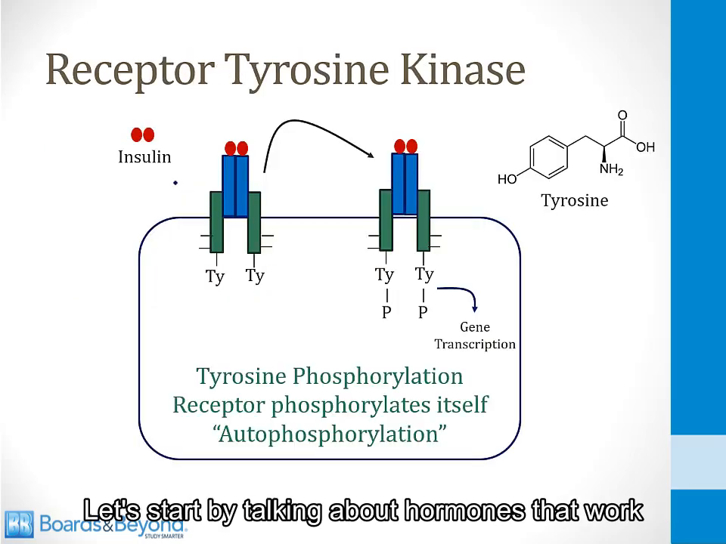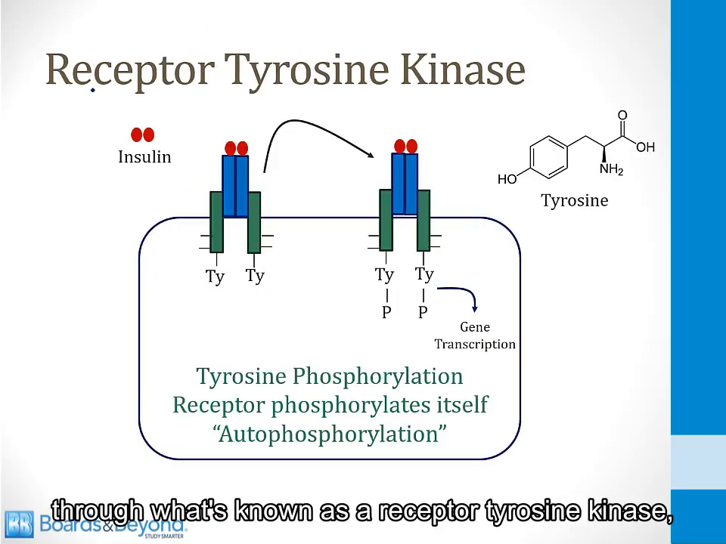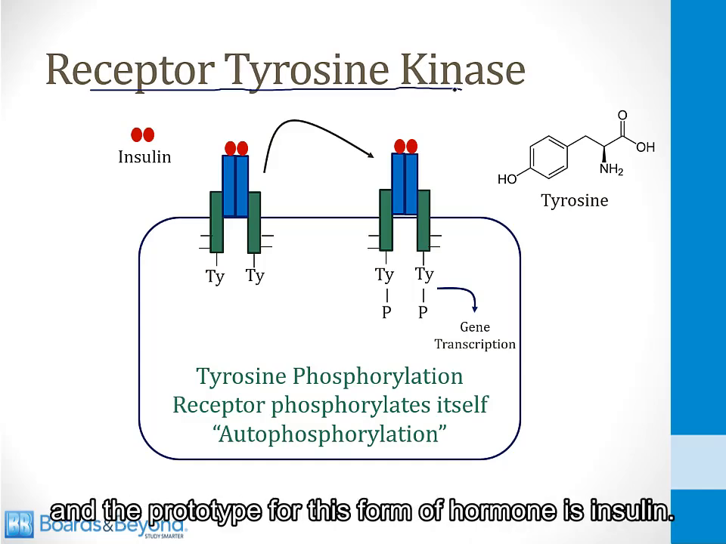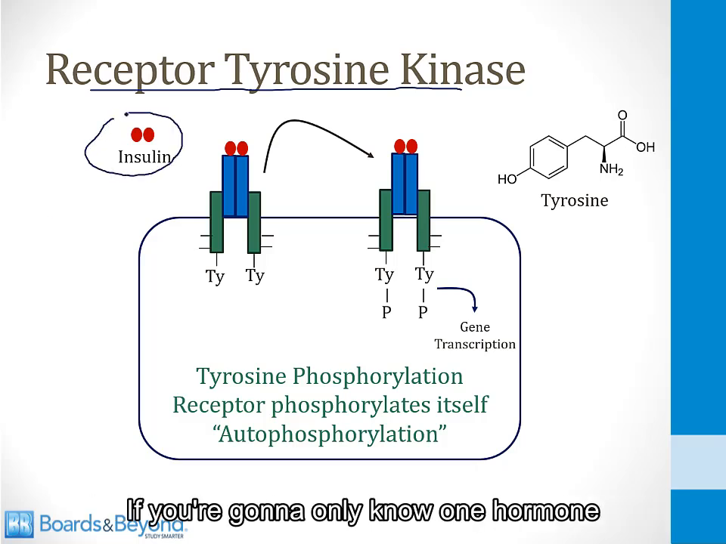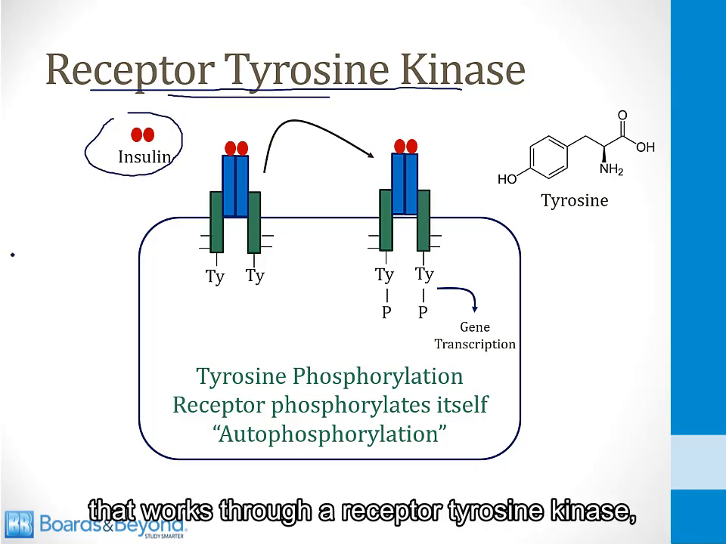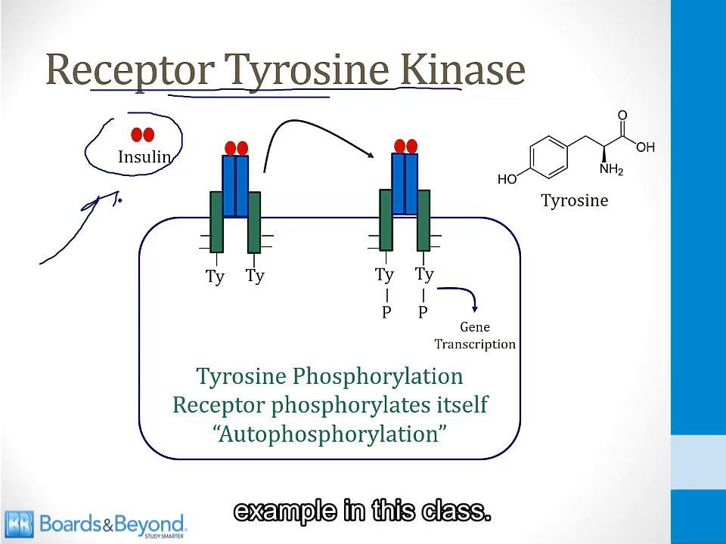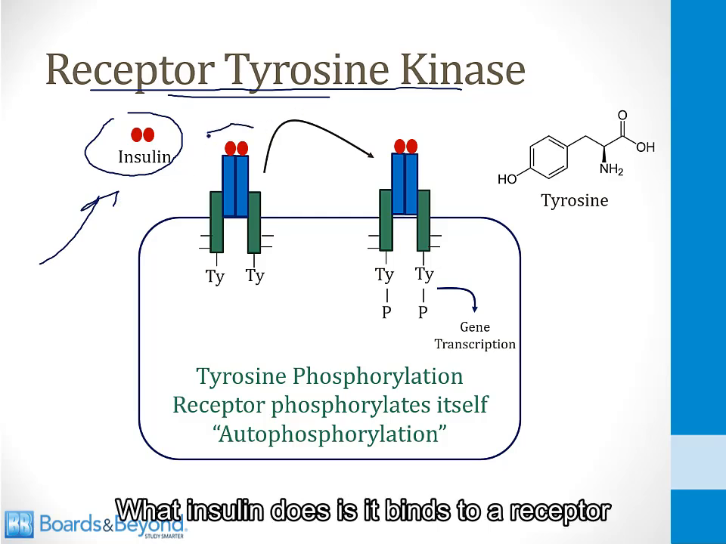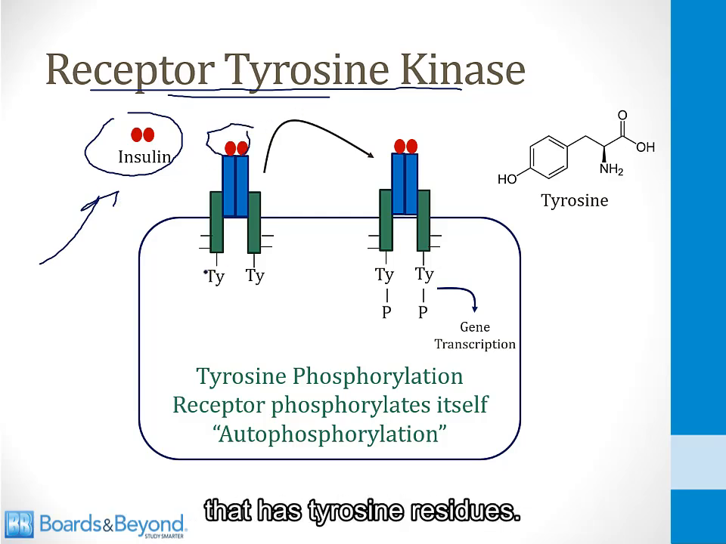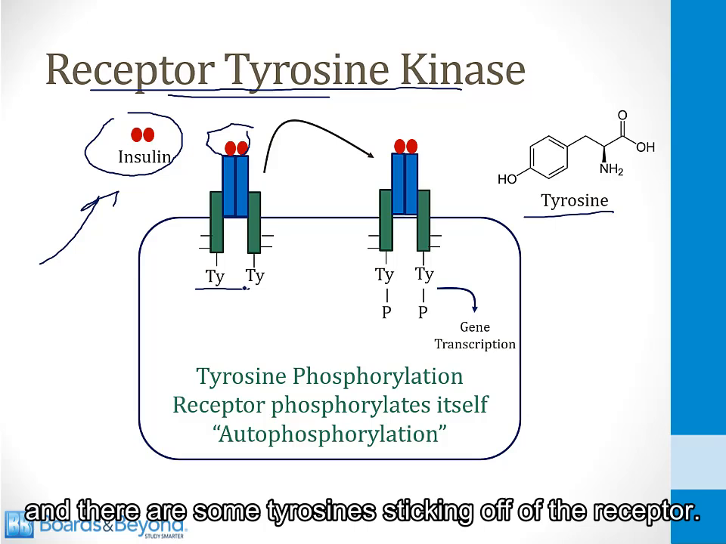Let's start by talking about hormones that work through what's known as a receptor tyrosine kinase. The prototype for this form of hormone is insulin. If you're going to only know one hormone that works through a receptor tyrosine kinase, know insulin because it's the best studied example in this class. What insulin does is it binds to a receptor that has tyrosine residues. Tyrosine is an amino acid, and there are some tyrosines sticking off of the receptor.